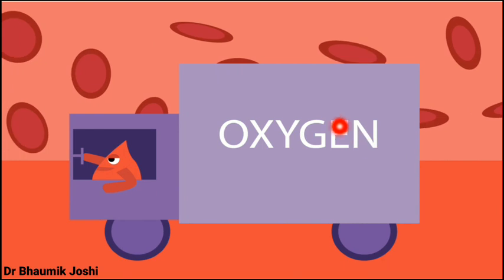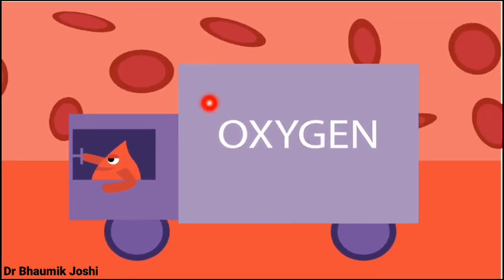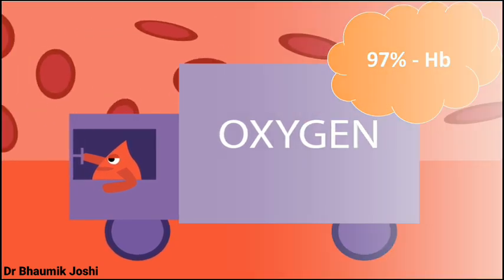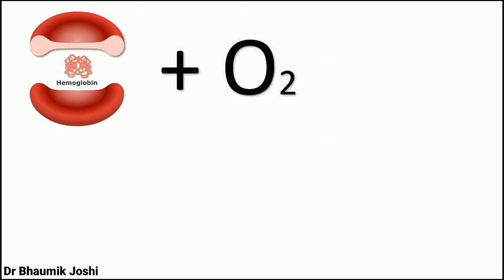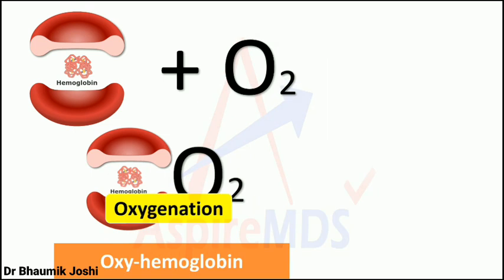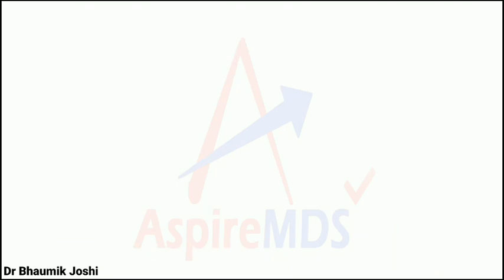Let's start. We know that oxygen is carried in the blood, and 97% of it is carried by hemoglobin. When it is carried by hemoglobin, this is known as oxyhemoglobin. The formation of oxyhemoglobin is by the process known as oxygenation and not oxidation. What is the difference? When oxygenation is taking place, whenever there is a requirement for oxygen, the oxygen can be easily dissociated from the hemoglobin and go to the tissue which requires it.